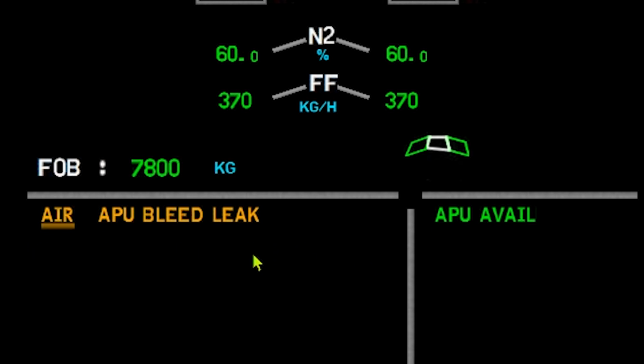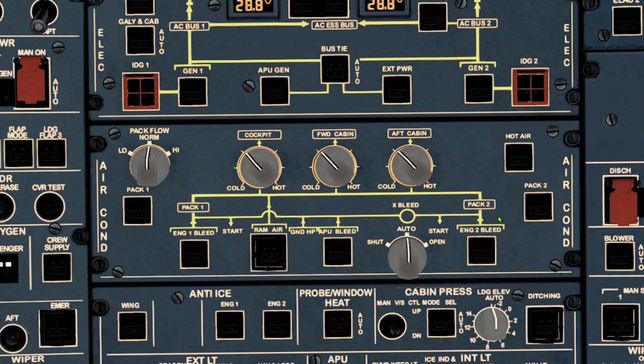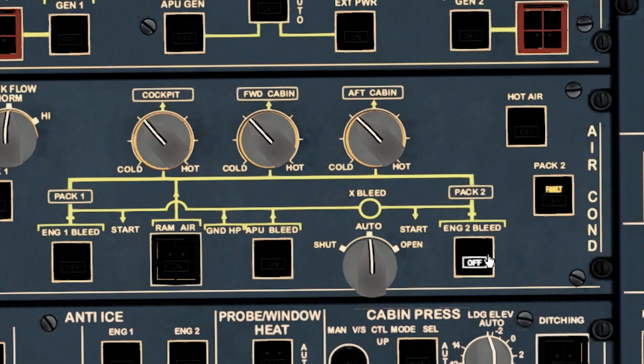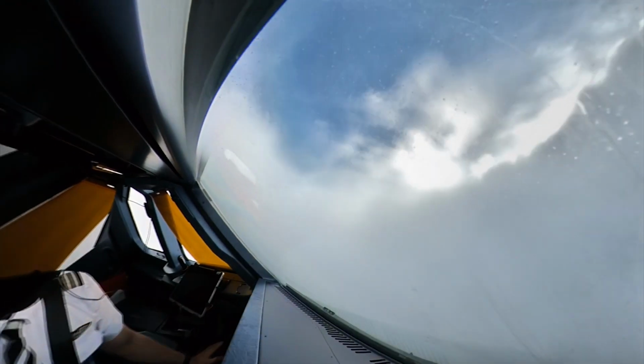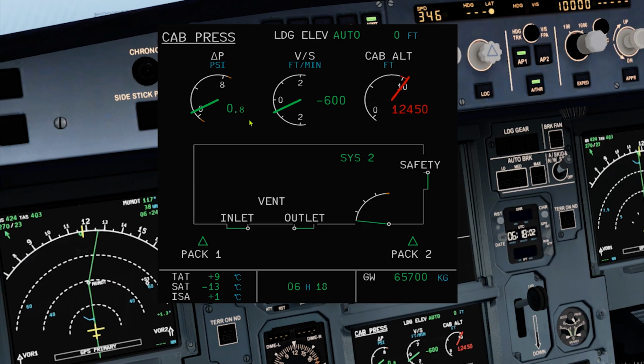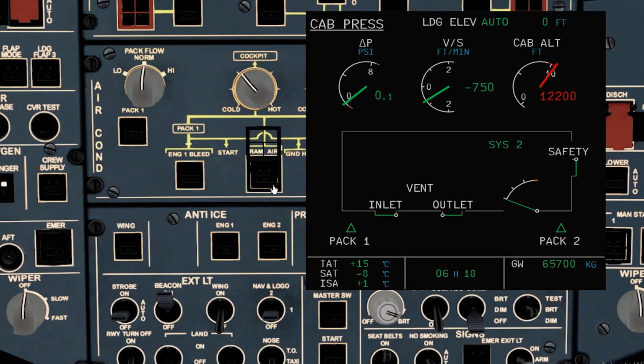In this case, you are unable to use the APU bleed, so when at or below flight level 100 or MEA or MORA, pack 2 on and engine 2 bleed on. If engine 2 bleed is not recovered, then engine 2 bleed off. Your maximum flight level would then be flight level 100, MEA or MORA, wing NTI is not available, and when cabin pressure delta P is less than 1 psi, ram air on.